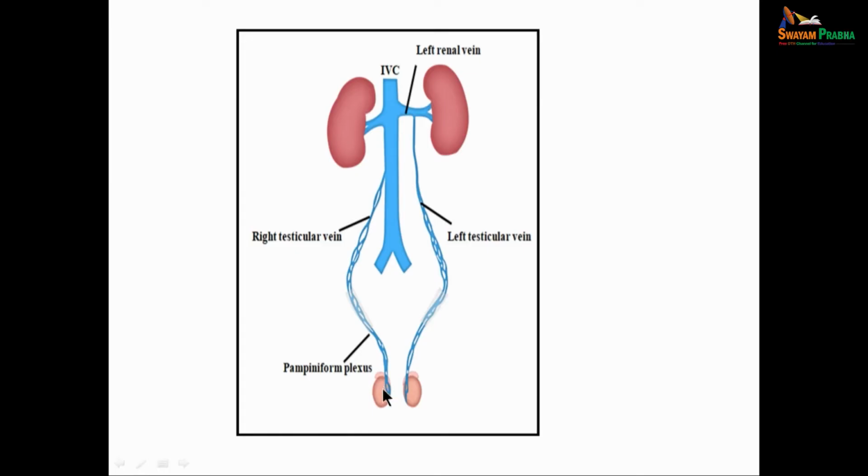Now here you can see the veins arising out of the posterior border. They are forming the pampiniform plexus. As they travel through, they form first 4 veins, then they condense to 2, and finally 1, which on the right side opens directly into the IVC, and on the left side opens into the left renal vein.